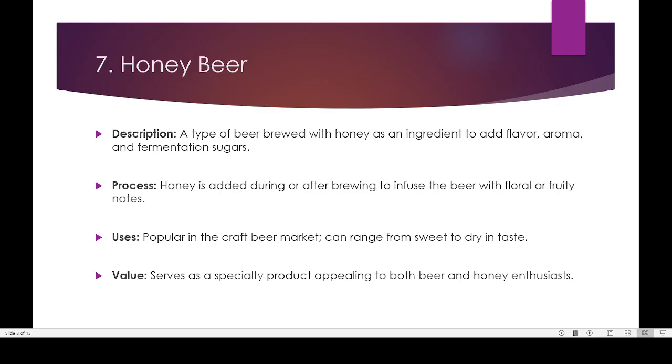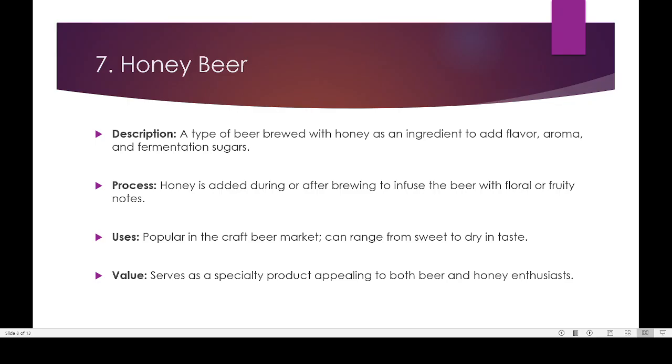They add honey, a lot of honey. So there appears to be a slight taste of honey, but it is almost like normal chili chicken. Honey is added during and after brewing to infuse the beer with floral or fruity notes. That is how honey beer is prepared, a type of beer brewed with honey.